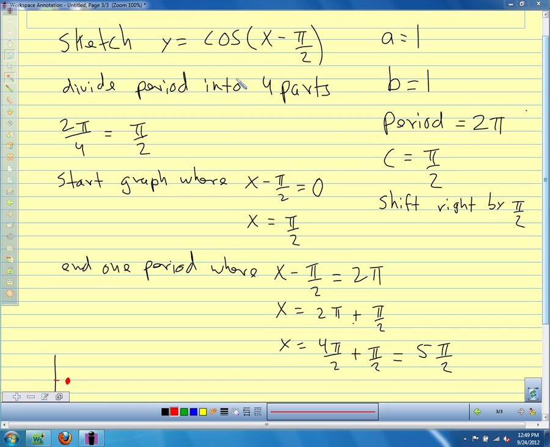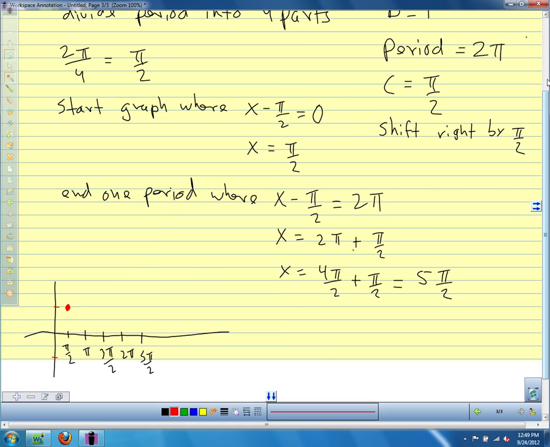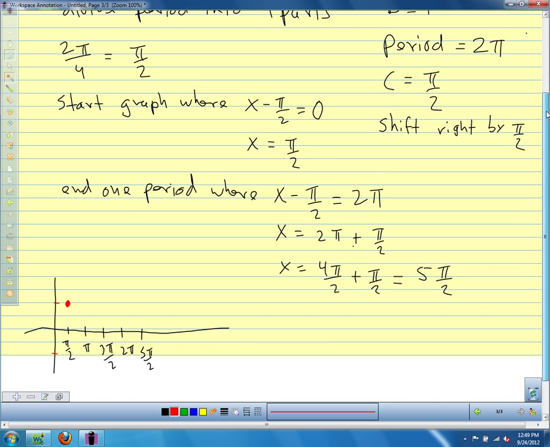Now I'm going to plug x equals pi in. That's my next point. Pi minus pi over 2 is pi over 2. Cosine of pi over 2 is, I'm up here on my unit circle, straight up and down. The x-coordinate on the y-axis is 0. So there's my next point.